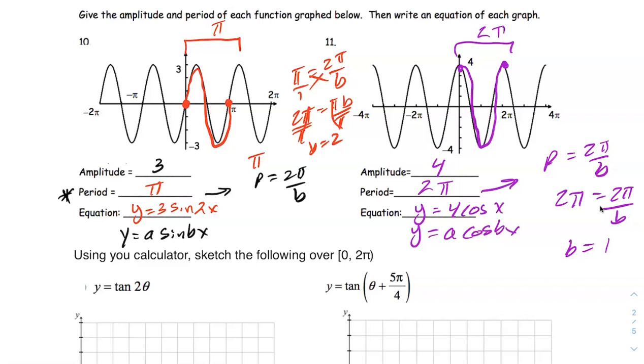So that's how you go backwards. You always want to find the amplitude, which should be the easy one. And then finding b is a little tougher. You got to figure out what the period is. And then once you found the period, you got to go back and plug it in.